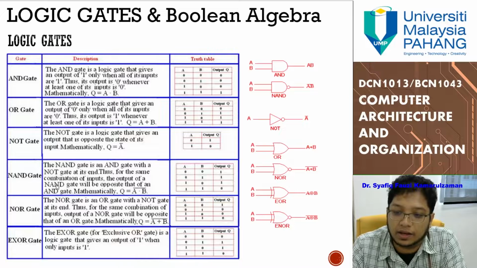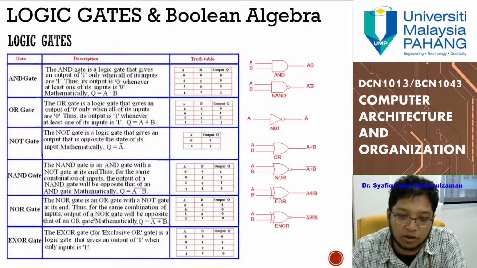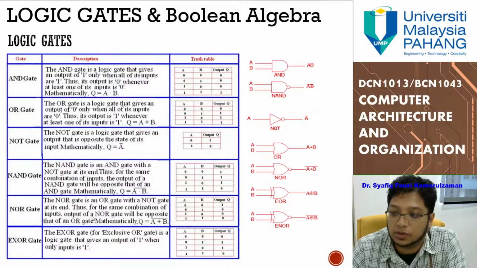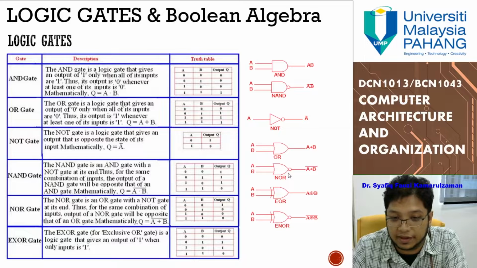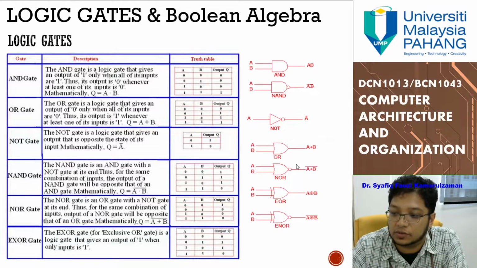And then we have a NOR gate. The NOR gate is also the opposite of an OR gate. It means that if any input is 1, the output will always be 0. You see that it's an OR gate with a NOT gate attached next to it. So this is where we get a NOR gate.